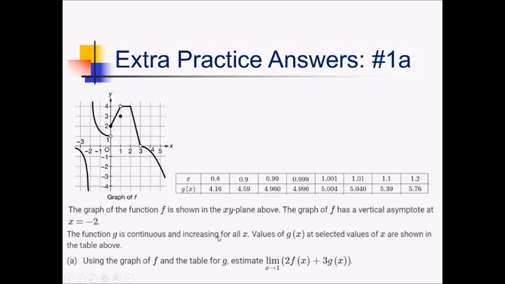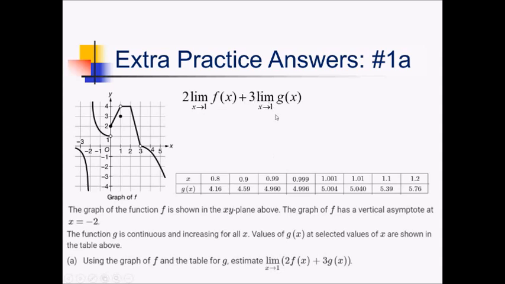Okay, so first task on this free response, using the graph of f and table for g, we want to estimate the limit as x approaches 1 of 2f(x) plus 3g(x). Since we're taking a limit of a sum, we can split this up, and we can also bring the 2 and the 3 outside the limit. So we can rewrite this as 2 times the limit as x approaches 1 of f(x) plus 3 times the limit as x approaches 1 of g(x), like so.